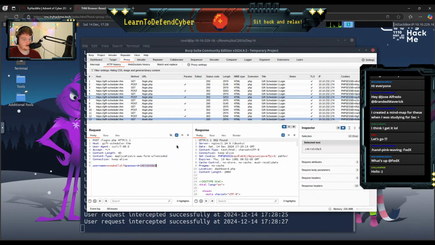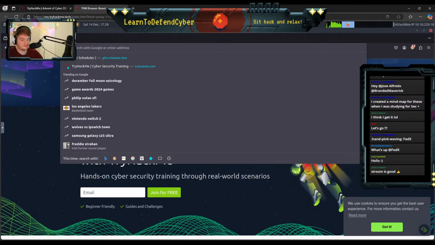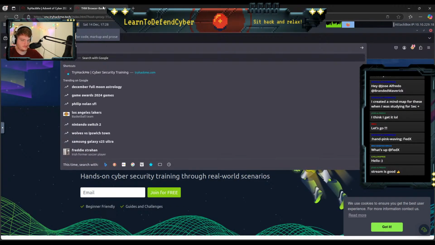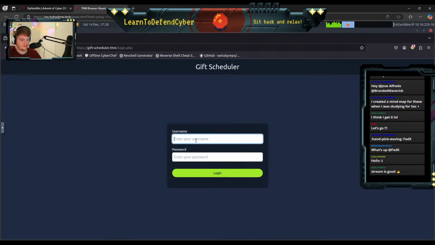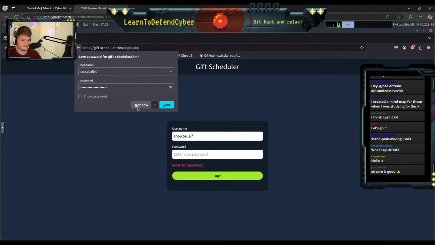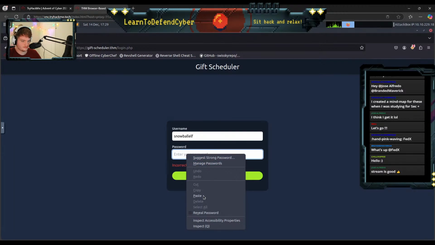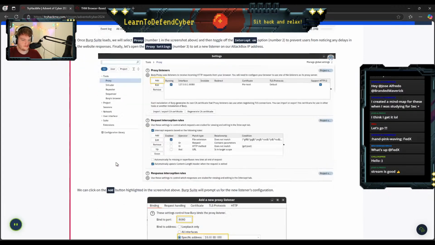Alright, so let's go log in as old Snowball Elf. And what was the domain for that again? Giftscheduler.thm. We know their username is Snowball Elf. And we'll paste that password in. Do I have the wrong thing copied? Okay, there we go. And we got the flag for that. So we'll go ahead and copy that and paste it down in the flag section.